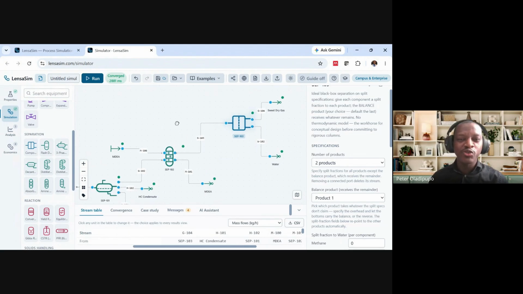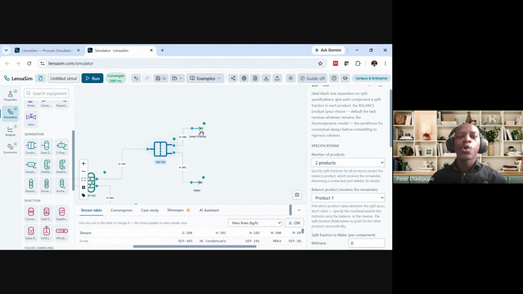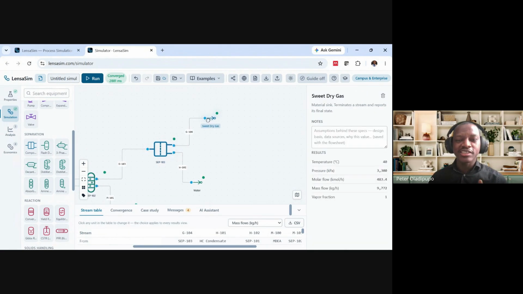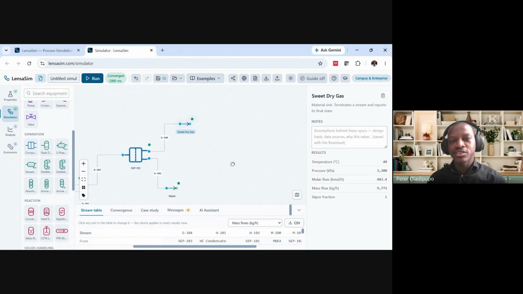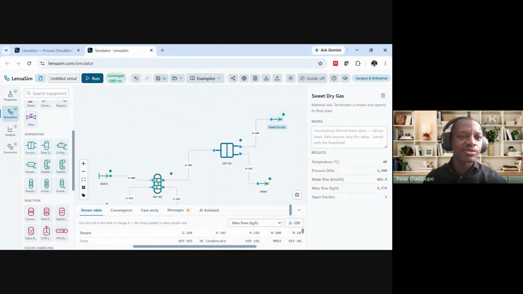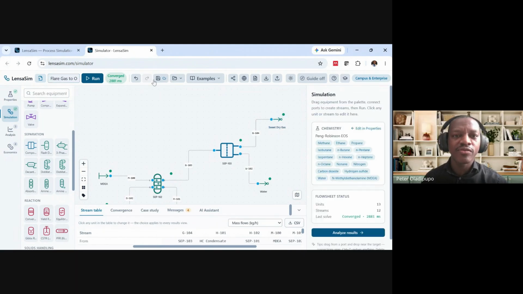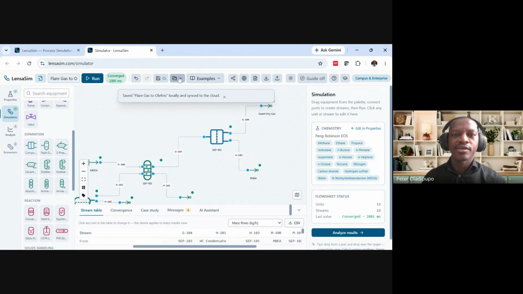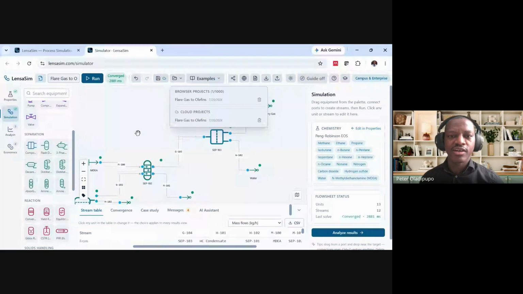But of course, we don't want to lose this, because this is just part one. In part two, we are going to take the sweet dry gas and send it to a cryogenic separation unit, that is, sub-zero temperature units, temperatures below minus 150 degrees Celsius. So that will be the next step. We don't want to lose what we've done, so we're going to save it. Let's name it flare gas to olefins, and then we have a save button here. So save, locally and sync to the cloud. And you can see it here, it's saved as flare gas.